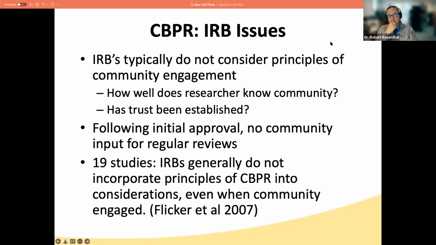Some of the IRB issues are that IRBs typically don't consider principles of community engagement. Even when they do a CBPR review, do they review how well the researcher knows the community, and whether trust has been established? And following initial approval, some of these are minimal risk. There may be no further review required, and there's no community input for regular reviews under normal situations. They looked at 19 studies, and what they found was that generally IRBs don't even incorporate principles of CBPR into consideration, even when the community is engaged.